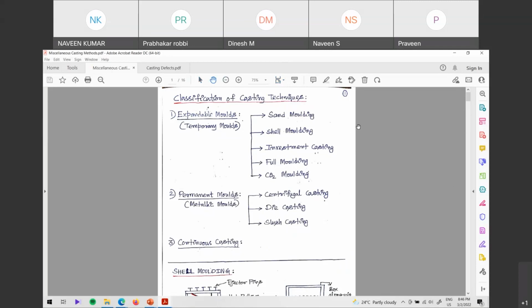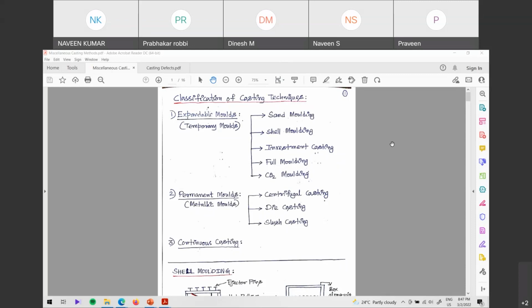So the miscellaneous casting techniques: we have discussed only one casting, that was sand casting. Now we'll discuss a few more castings. But why are these called miscellaneous? Because most of the castings performed in the foundry are sand castings, and these other castings will be used only when there is some special requirement, some material property has to be achieved, or higher efficiency or tighter tolerances are required. Then you'll go for this kind of technique.